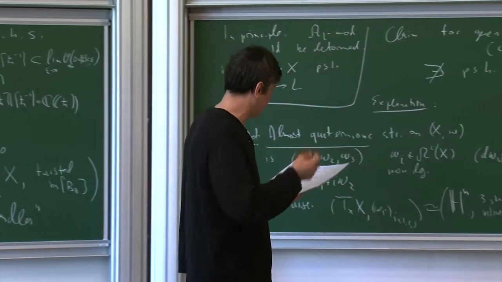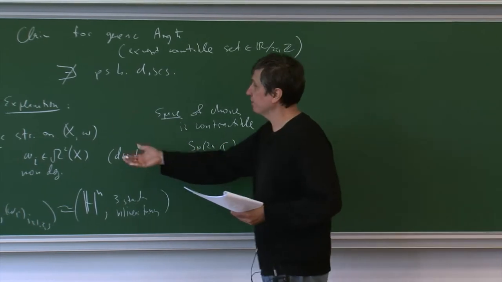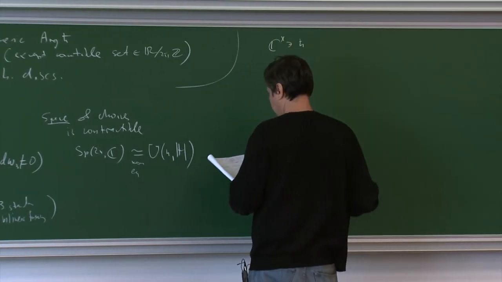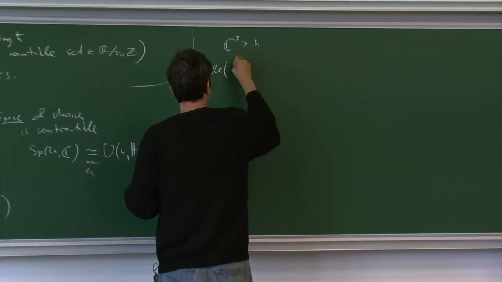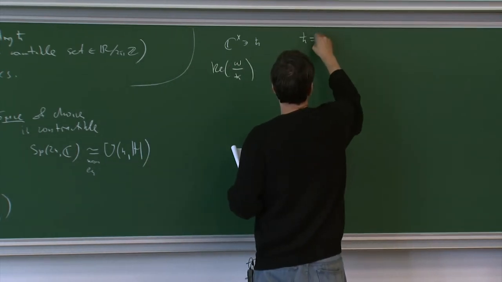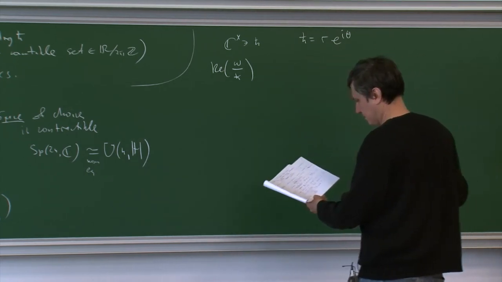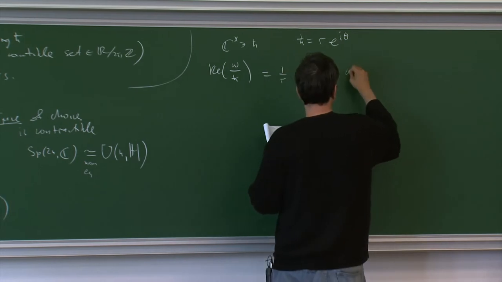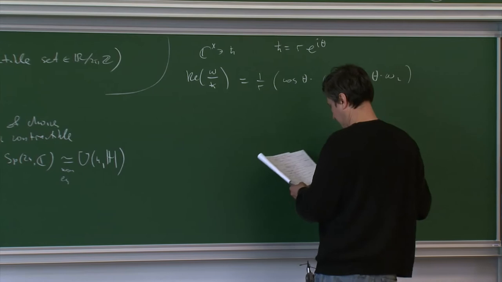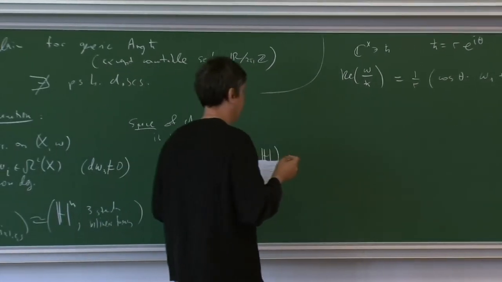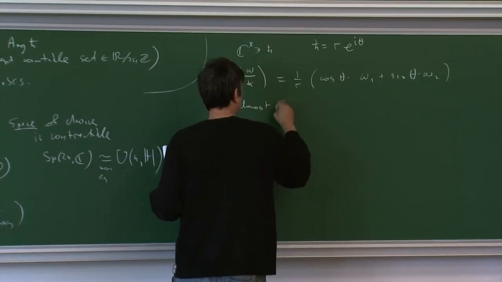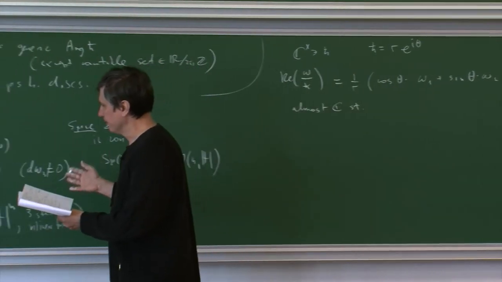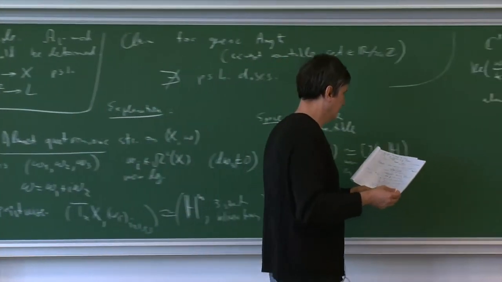Okay, so let's choose any quaternionic structure, and it gives us automatically an almost complex structure. If we fix a non-zero complex number h bar, then the real part of omega over h bar, where h is written in polar coordinates, is equal to this thing, and then we have an almost complex structure naturally coming from this almost quaternionic geometry.